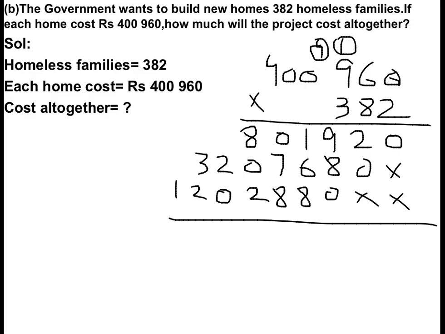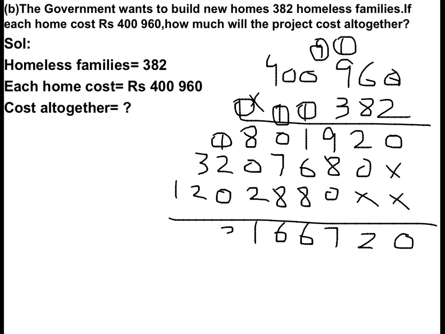Now we will add. 0, 2, 9 plus 8, yes student, very good, 17, 1 carry, 1 plus 1 is 2, 2 plus 6 is 8, 8 plus 8 is 16, 1 carry, 7 plus 1 is 8, 8 plus 8 is 16, 1 carry, 8 plus 1 is 9, 10, 11, 1 carry, 3 plus 2 is 5 and 1.